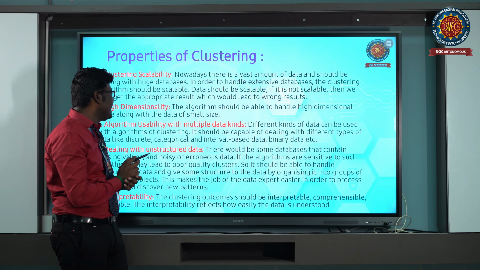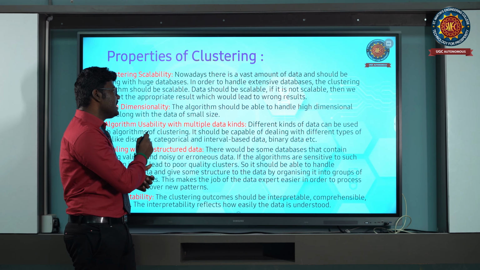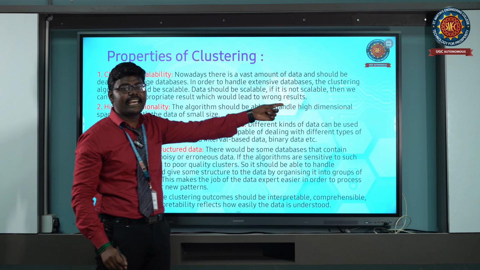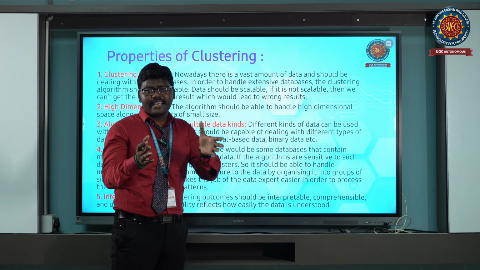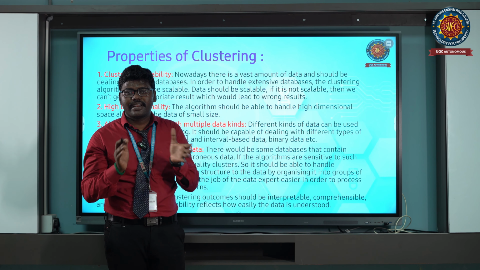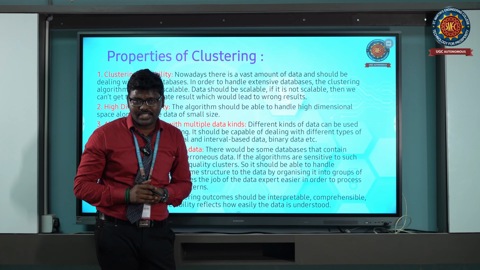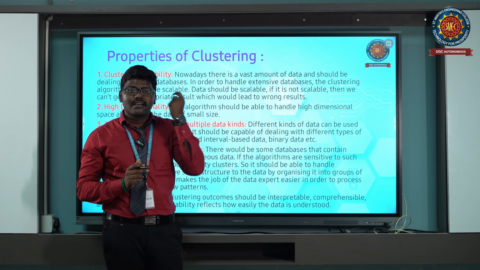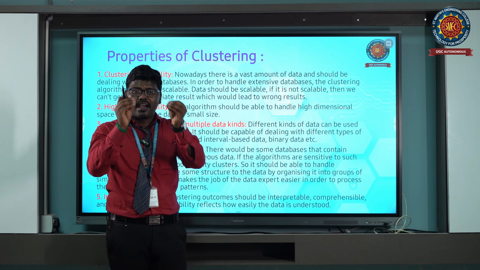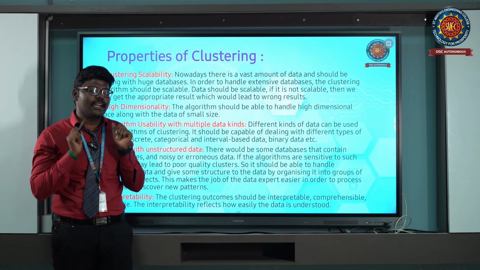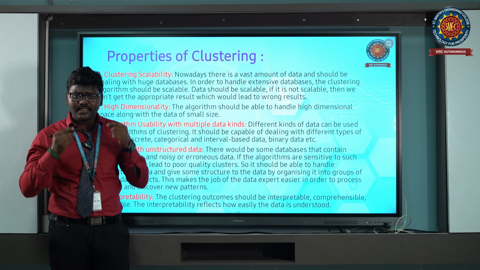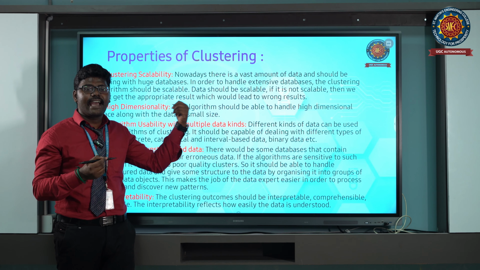And the next point, high dimensionality. The clustering algorithm should be able to handle high dimensional space, along with data of small size. For example, I got only a blur image. In that case we cannot get the accurate data points. So the blur images also it should be able to handle, right?